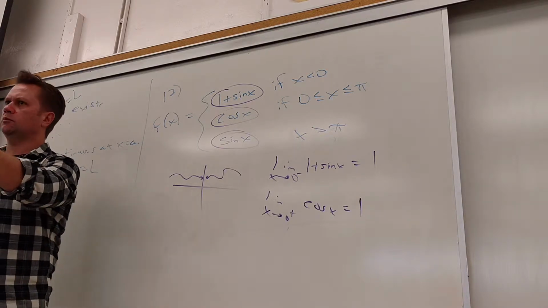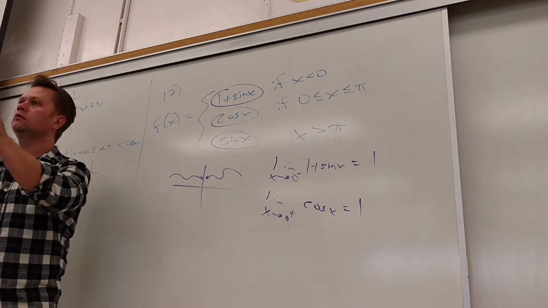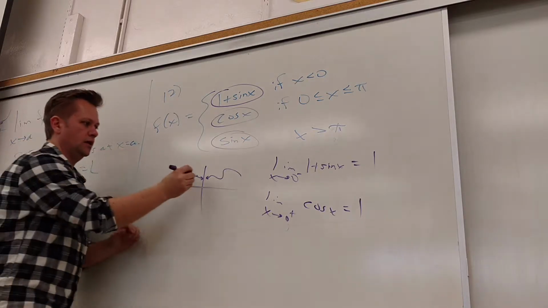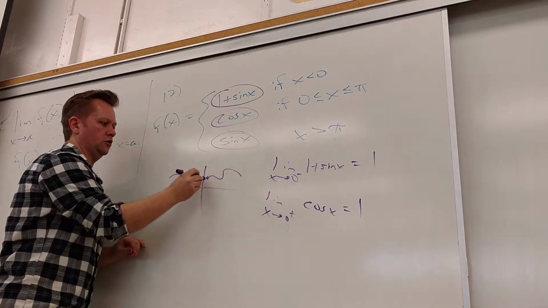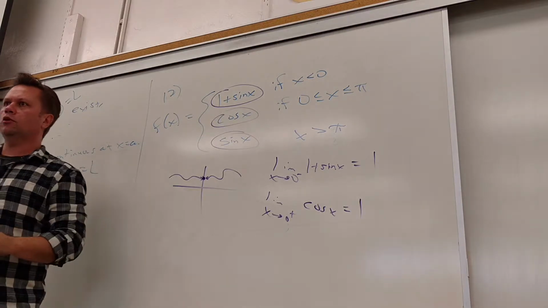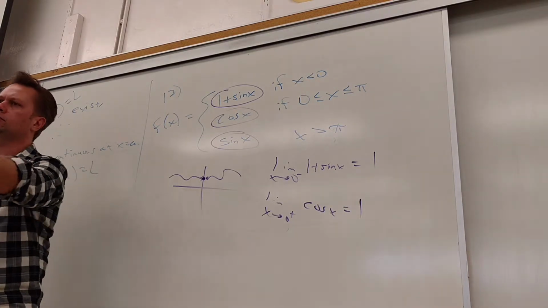Now, it doesn't ask this question, but can somebody help me? Is it continuous at 1? Yes, it is, because it's an open circle for the sine part, and then the cosine part fills it in. So go through it. Is that a part of the question? No. Don't worry about it.